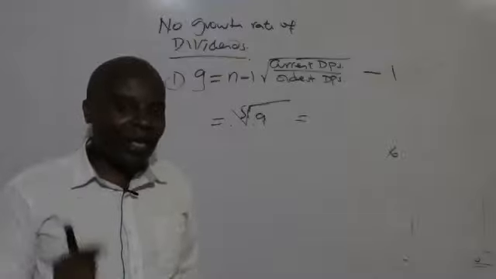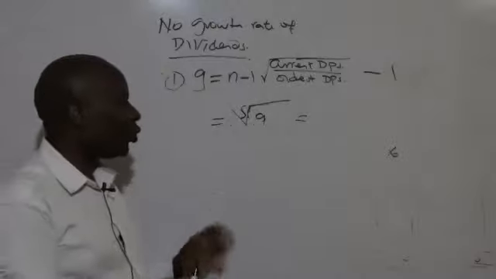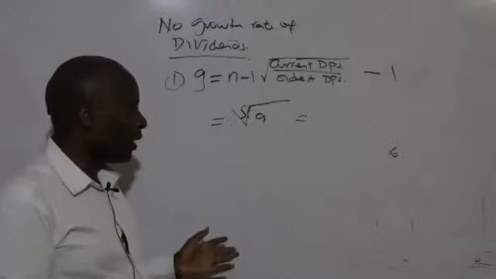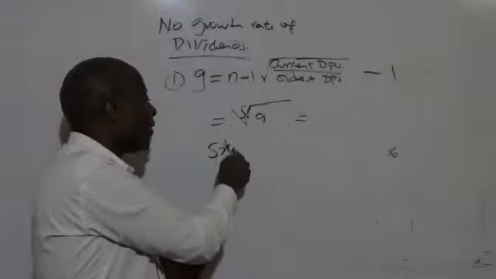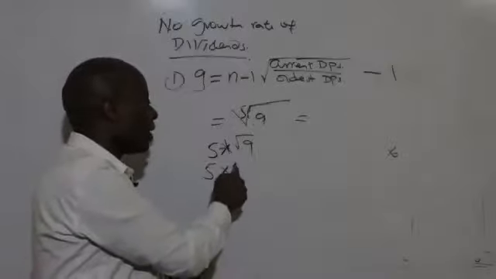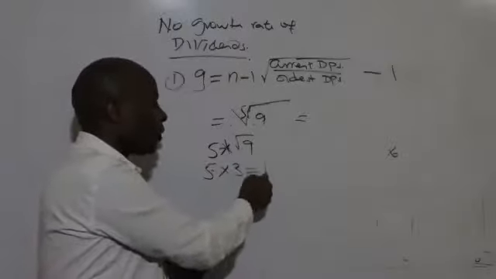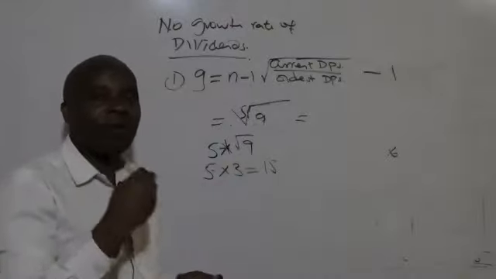Now, for the many years that I've marked CASNEB exams, I've never understood why students do this. You'll find a student telling you, teacher, it is the same as saying 5 times the square root of 9, which is 5 times 3, and that's how they get 15. Ladies and gentlemen, the 5th root is something that is very different.